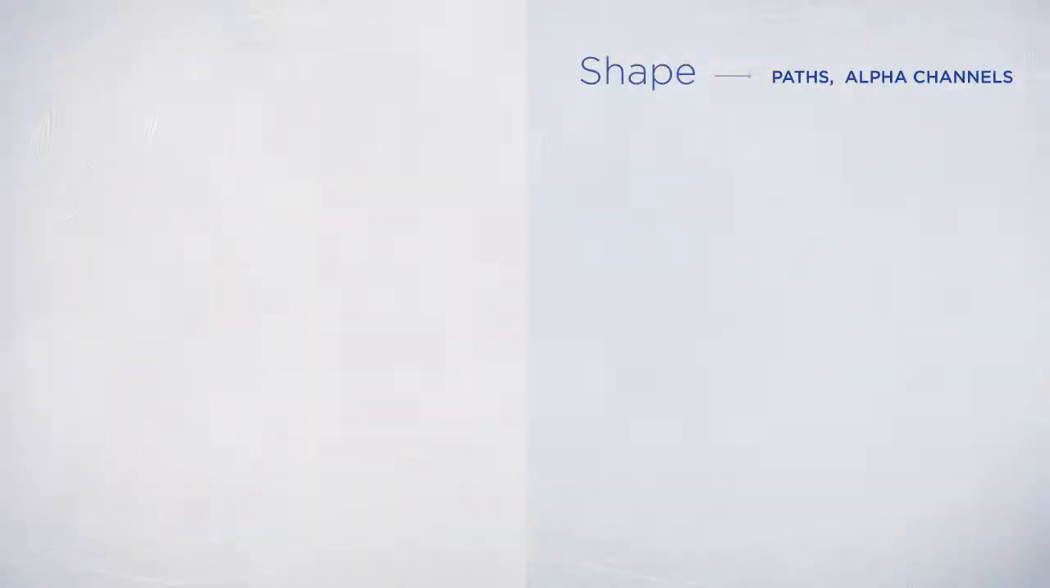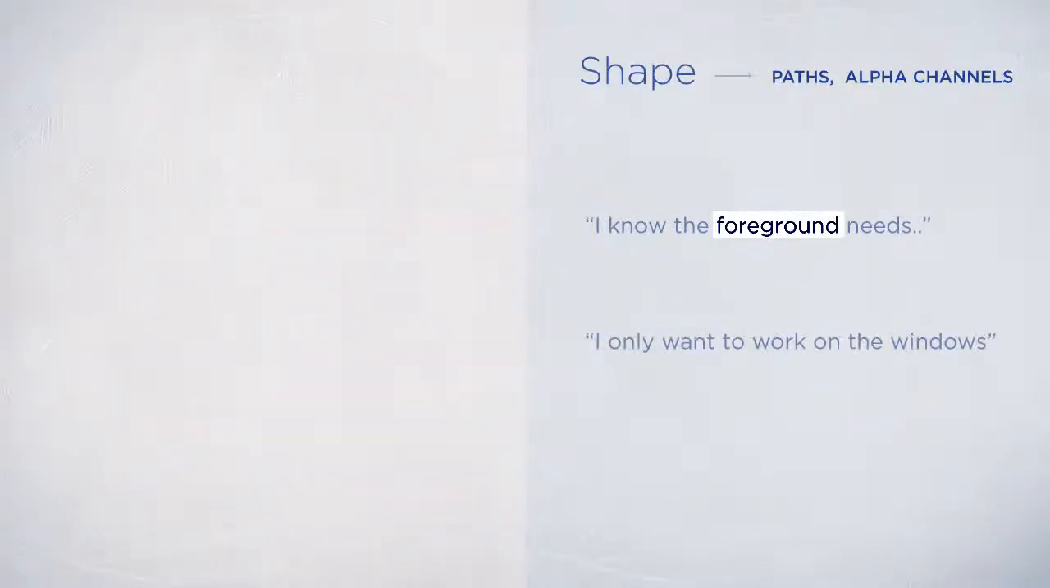So far, we've talked a lot about controlling your edges with selections and with alpha channels. And both of those things could be described as shape. As in, I know the foreground shape needs to look one way, or I only want to work on something in the windows, which is also a shape. But what if you want to paint only on locations that really aren't related at all with shape?